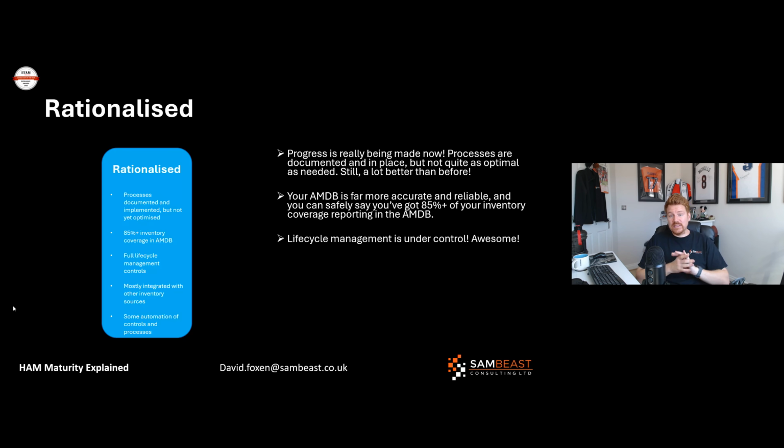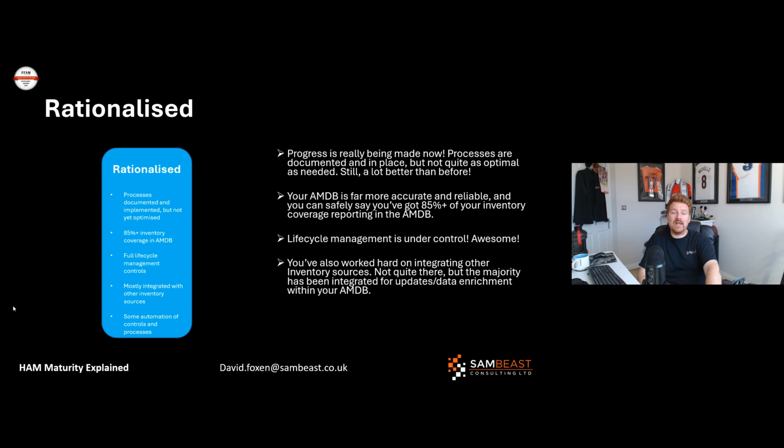You've defined your internal lifecycle stages for your hardware assets. It's under control. It's being managed. You've worked hard on getting those other inventory sources populated in there. You're not quite there yet. There might still be some gaps, but you've done the majority bulk load of it, and you're getting data enrichments and updates within your AIMDB, and you're looking at your processes and data automation.